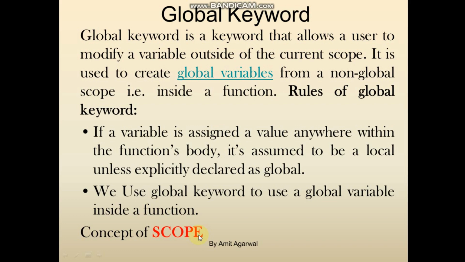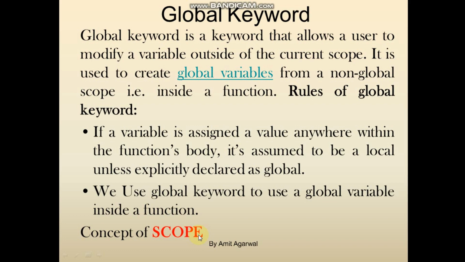The global keyword is a keyword that allows a user to modify a variable outside the current scope. It is used to create global variables from a non-global scope, that is, inside a function. Now, there are certain rules to assign a global keyword. If a variable is assigned a value anywhere within the function's body, it is assumed to be local unless explicitly declared as global. We use the global keyword to use a global variable inside a function.